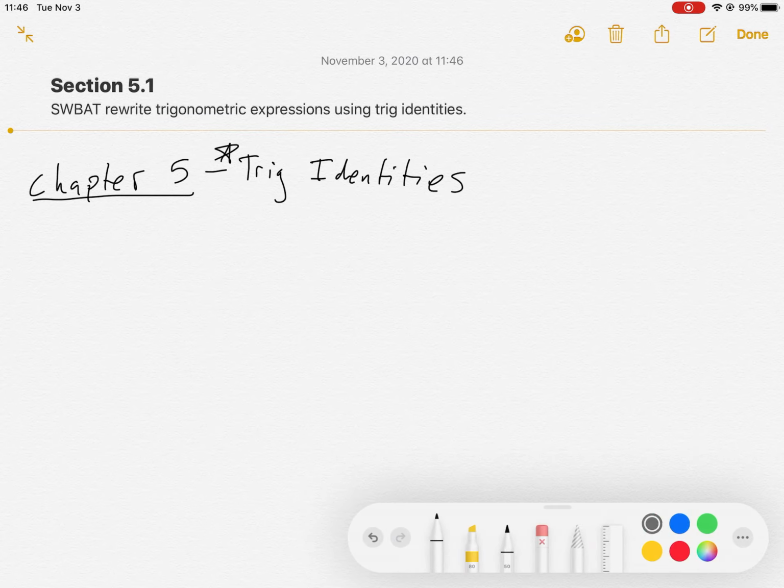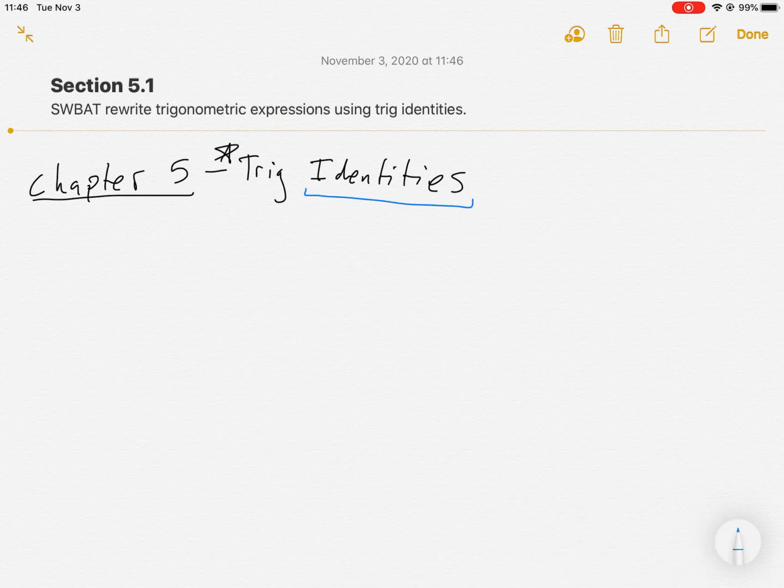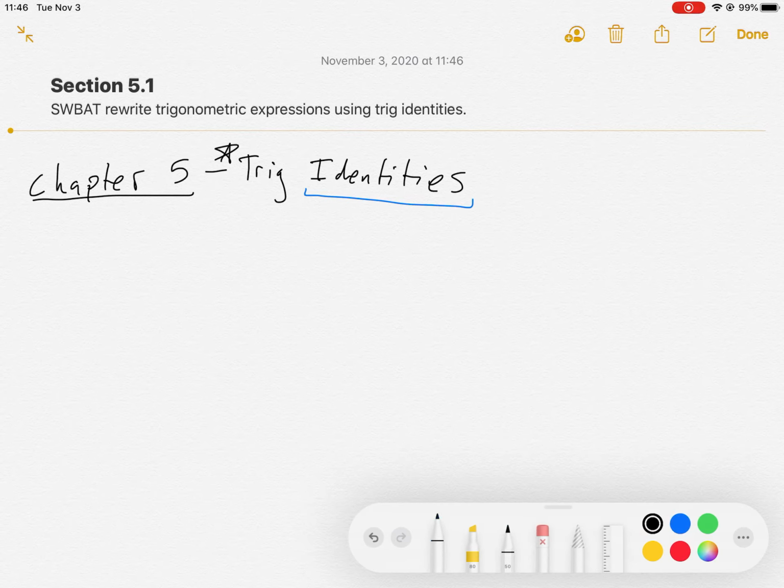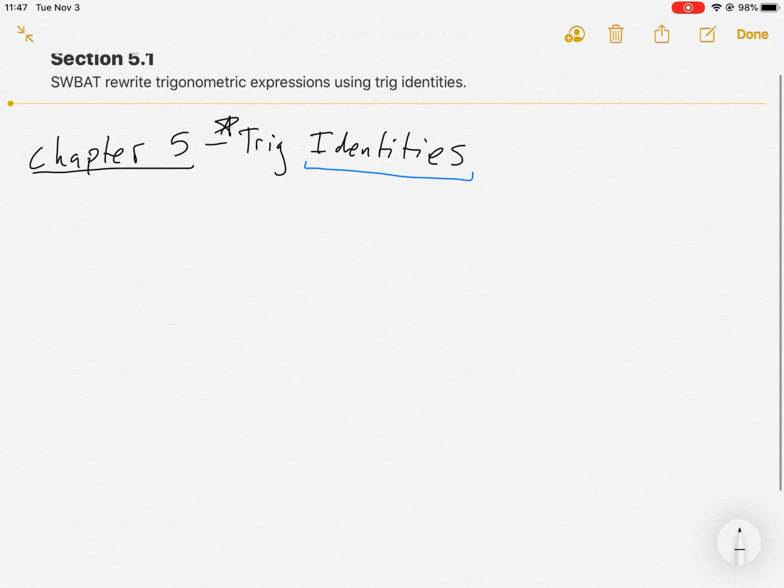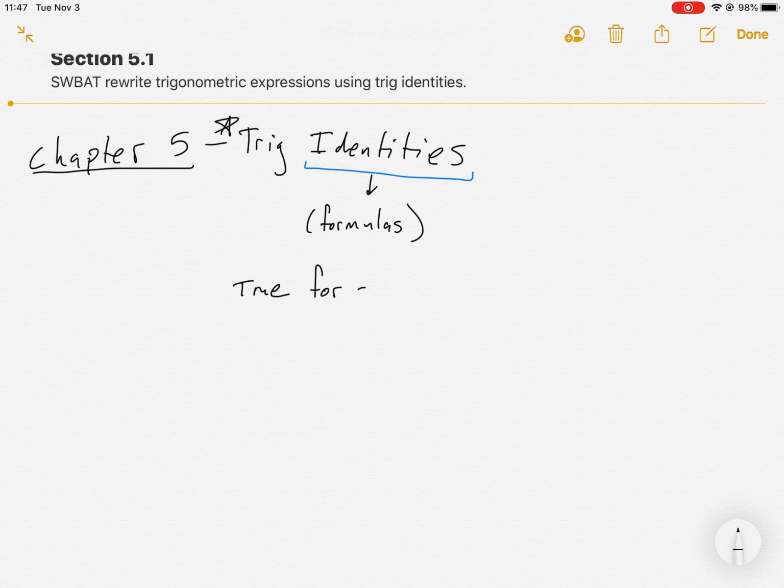So what the heck is an identity? To start off with, we'll just kind of talk about what a trig identity is, and then we'll actually do some examples in a later video. So I want you to think about identities as essentially formulas. They're a little bit different because these formulas are actually true for all values of the variable. Whereas a formula is really just looking at a specific number that's being inputted.